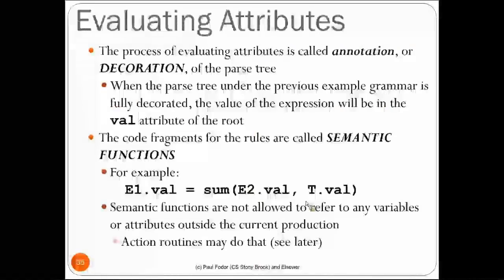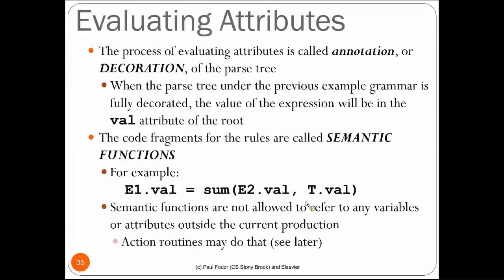So how do we evaluate the attributes? This evaluation of the attributes is called annotation or decoration. When the parse tree under the previous grammar is fully decorated, then the value of the expression in the root attribute value should be present and can be printed. The code fragments for these rules are called semantic functions. They are not supposed to refer to any variable or attribute outside the current production. However, in most programming languages, you can do that. You can also assign values to variables, which are global dictionaries, and so on.